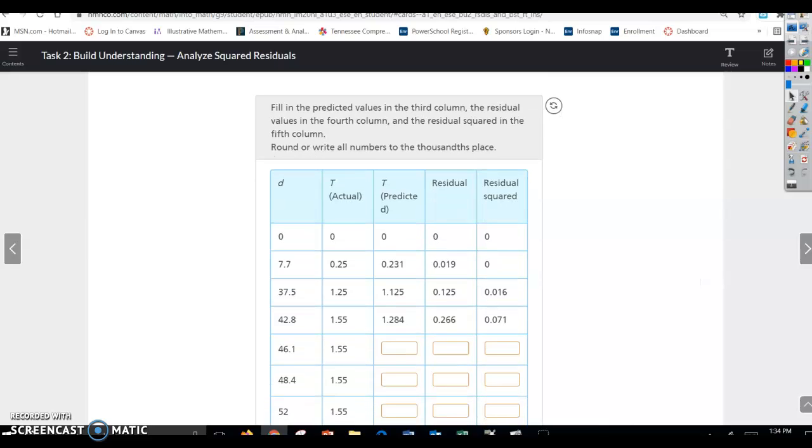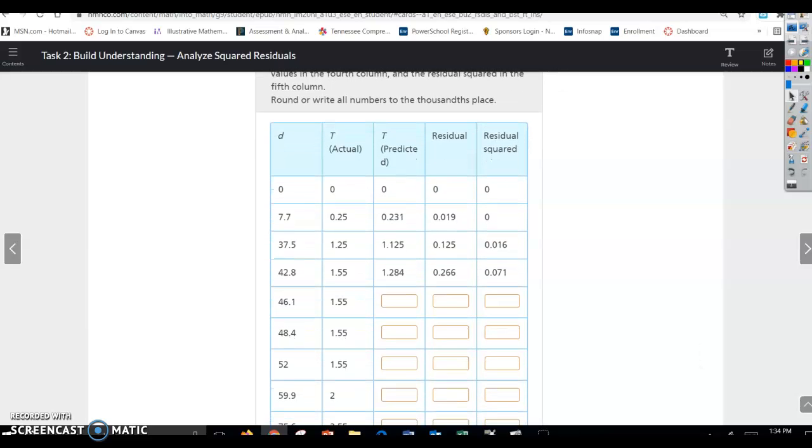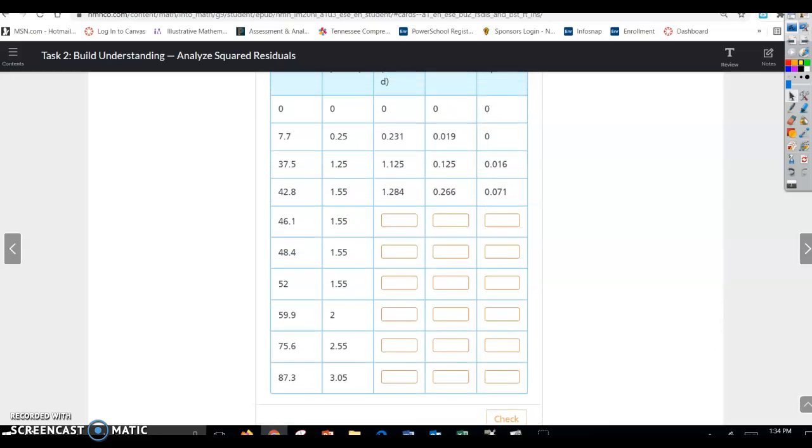All right, so it says fill in the predicted values in the third column, the residual in the fourth, and the residual squared in the fifth. Round or write all numbers to the thousandth place. So it means you're going to round to 3 decimal places. So pause the video, go ahead and work on this, and when you finish, come back.